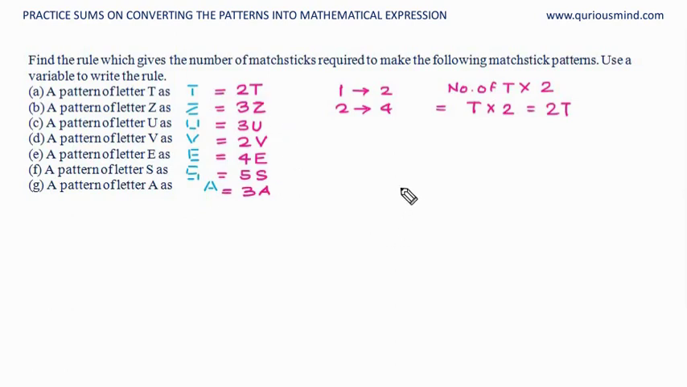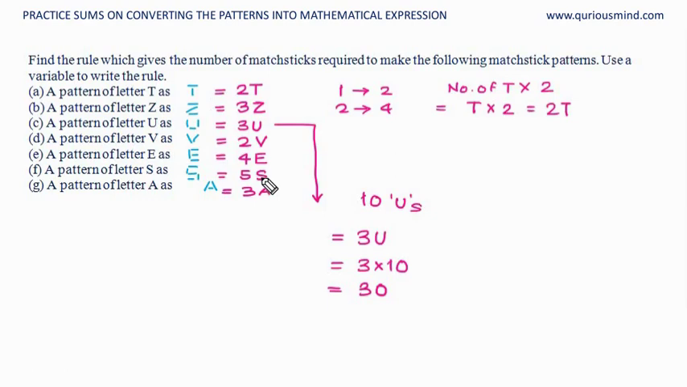Now this T, Z, they are the variables I am using. Variables or the alphabet I am using to represent the number of T's I want to write, number of Z's I want to write, number of U's. So for example, if I want to write 10 U's, then how many matchsticks do I need? I need 3 U matchsticks where U is 10. So that would be 3 into 10, and that would be 30 matchsticks. So for 10 U's, I will require 30 matchsticks. For 10 S, I will require 50 matchsticks because 5 into 10. The number of S will be replaced by this letter.